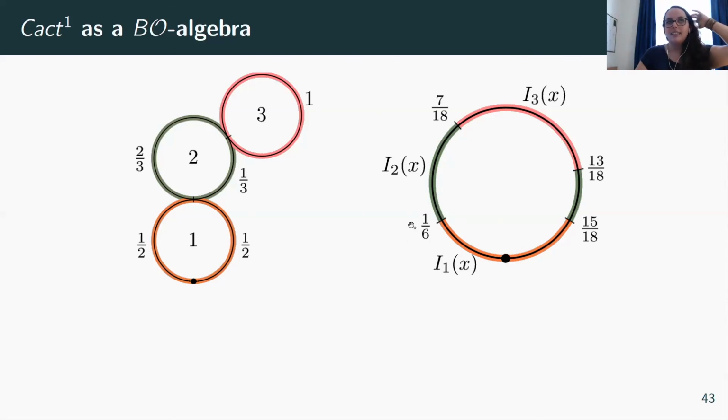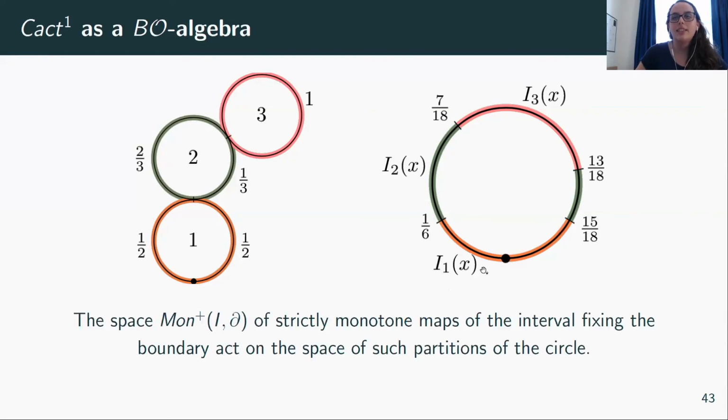So in this way, we have a way of mapping the space of cacti to the space of partitions of the circle, and now we can act on the space by monotone maps of the interval. So I'm thinking of maps of the circle as monotone maps of the interval that fix the boundary. So this gives me a map of the circle that fixes the base point. And you can see this as a way of reparametrizing the partitions of the circle.